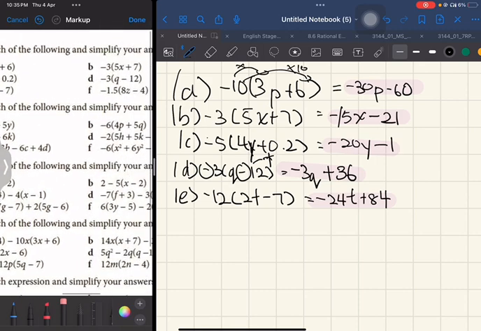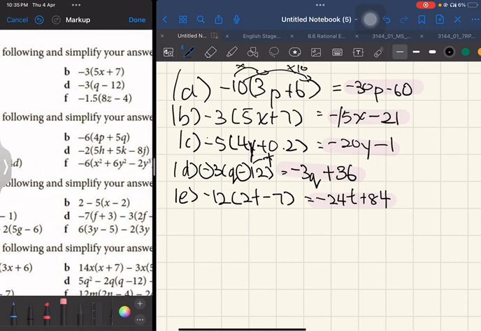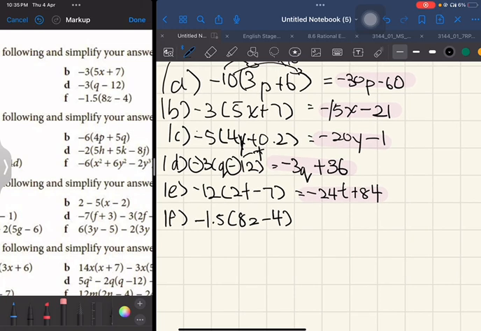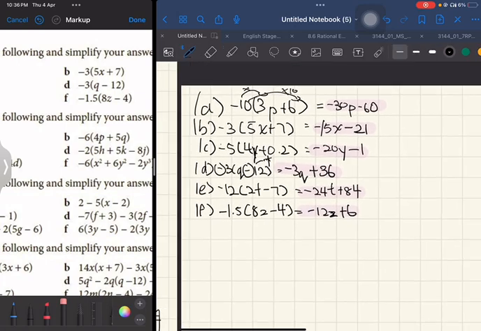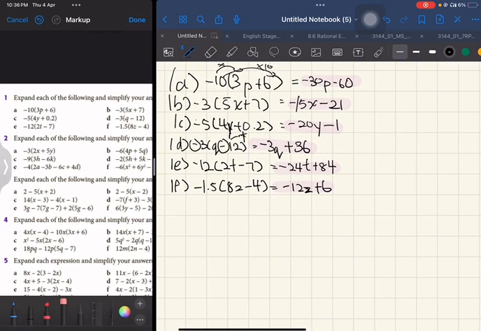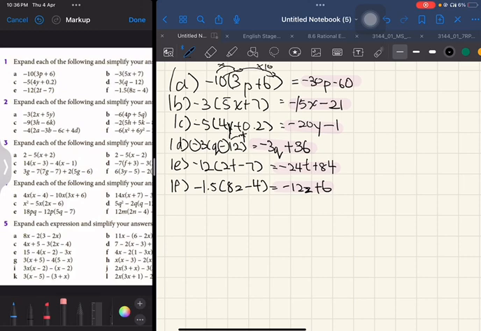Alright, and then the last question for question 1, question 1f: -1.5(8z subtracted by 4). Then -1.5 times +8z, you're going to get -12z. And negative times negative, you're going to get positive. So -1.5 multiplied by -4, you're going to get 6. And this is also the final answer. So this is how you do it for question 1a to 1f.